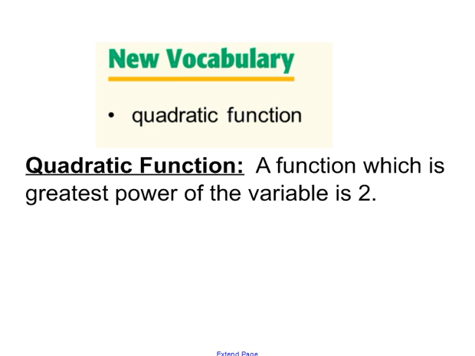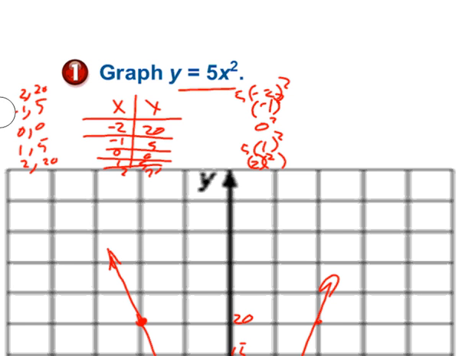A quadratic equation is a function whose greatest power of the variable is 2. So it's going to have an x and a y, and it's going to have the greatest power of that x being the value 2.